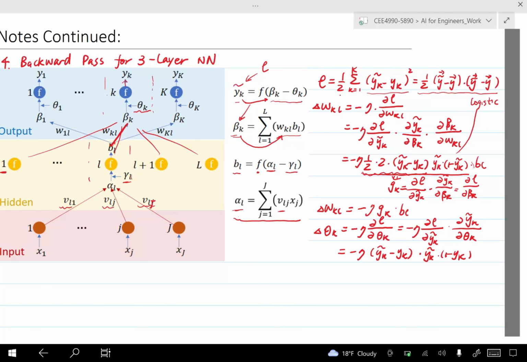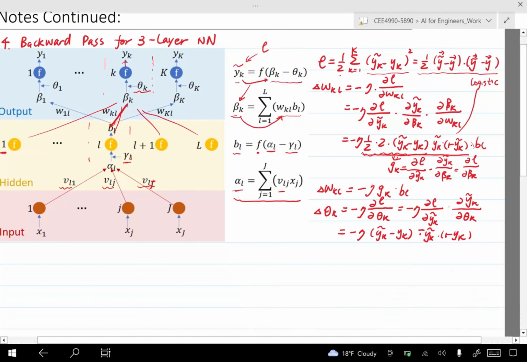The only difference is that now there's a negative sign here, a negative sign in front of theta k. So we should also have a negative sign here. There are two negative signs, so the two negative signs will cancel out. And eventually we will get eta (yk tilde minus yk) times yk tilde times (1 minus yk).